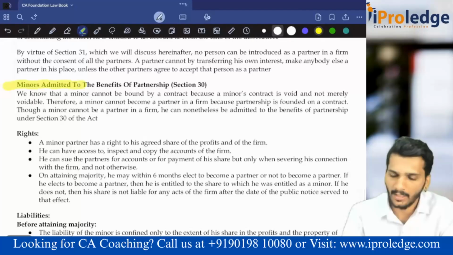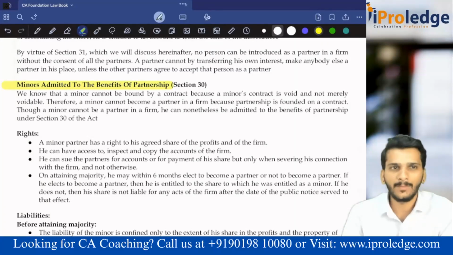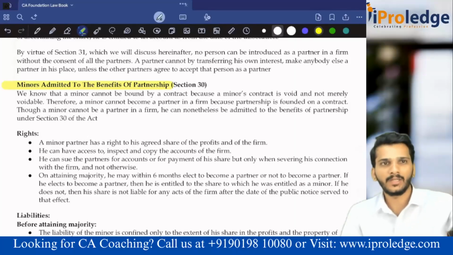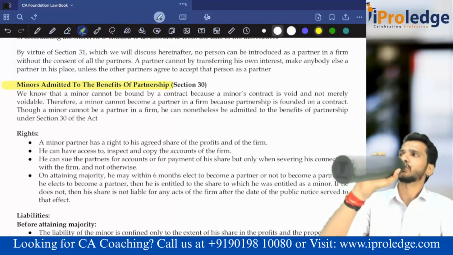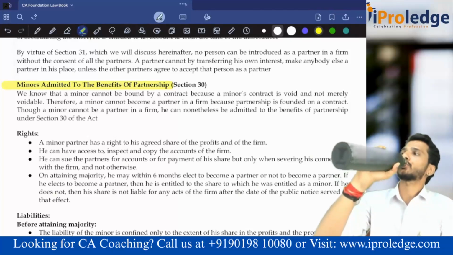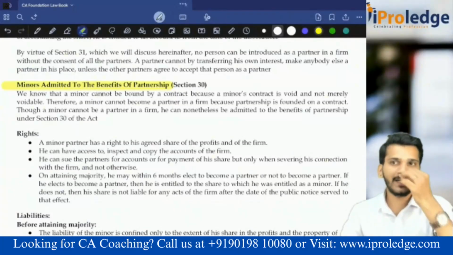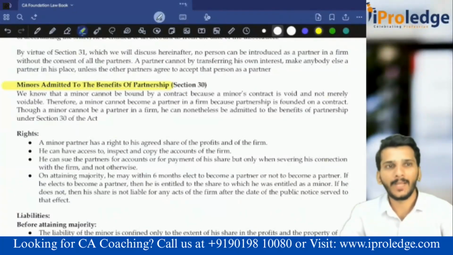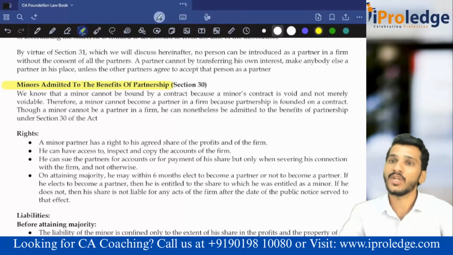Then this is important. Minor admitted to the benefits of the partnership firm. Can a minor be admitted to the benefit of the partnership firm? Yes, he can be admitted, but he can't be a partner in the partnership firm. However, for any loss incurred by the firm, the minor is not at all liable, except for the share of profit he has in the partnership firm.